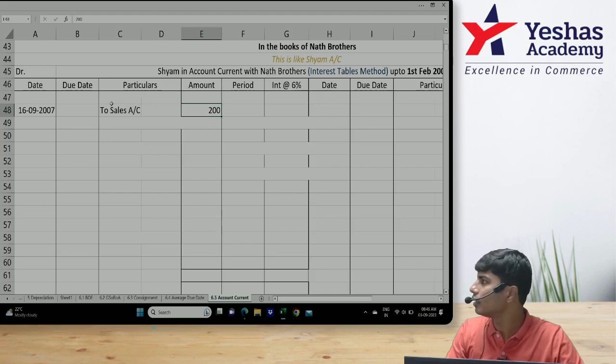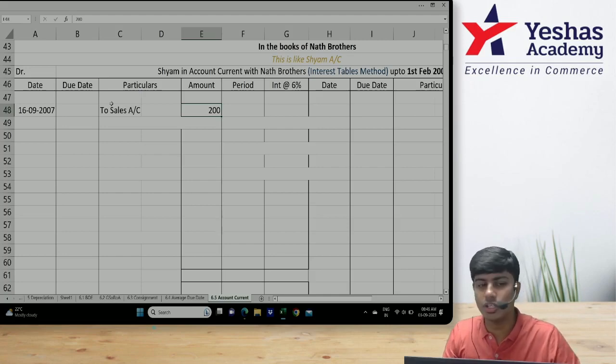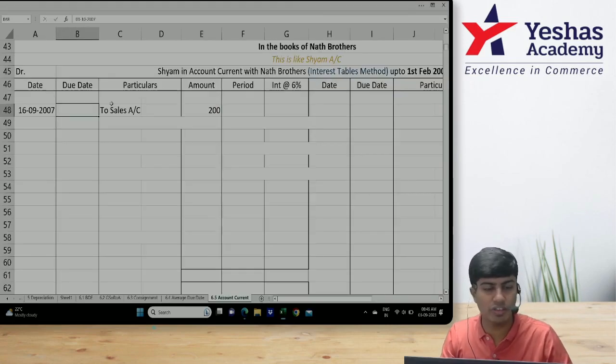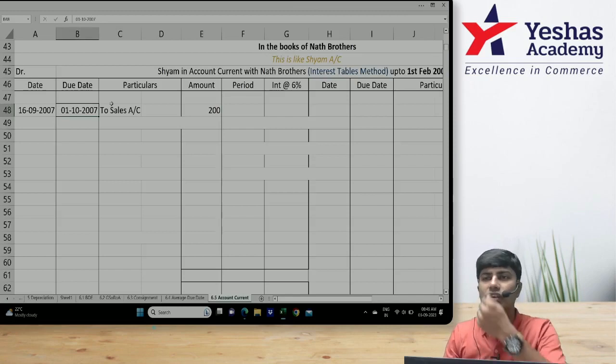Everyone understood? 200. They've also given that due date. What is the due date? 1st of October. This transaction is due on 1st of October.